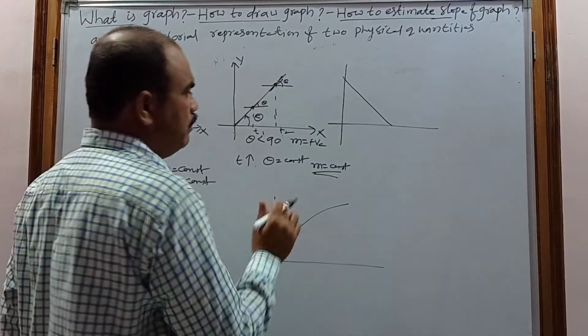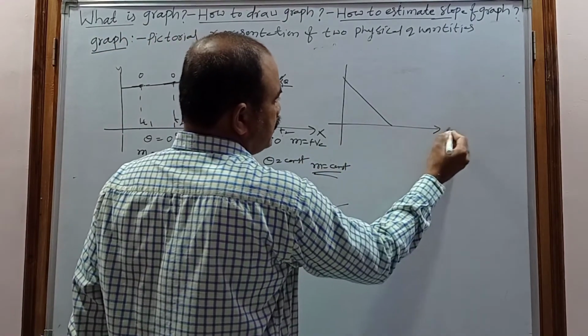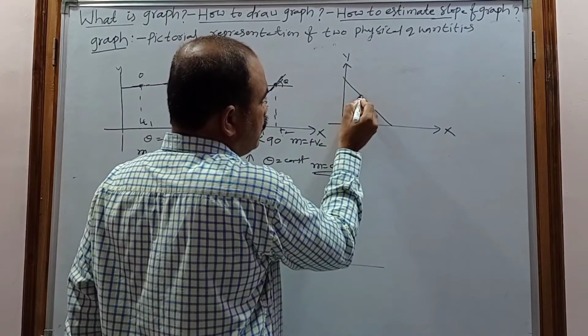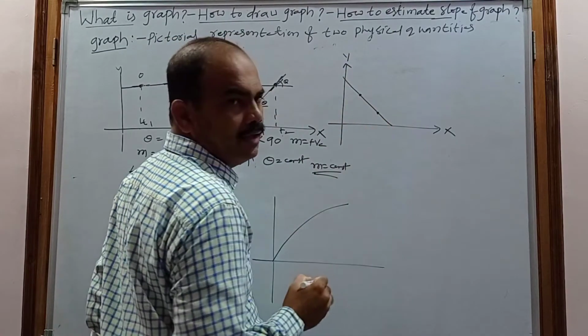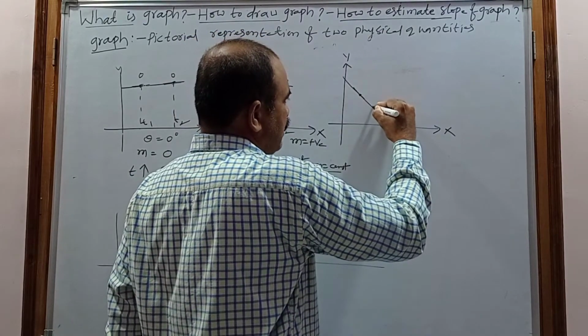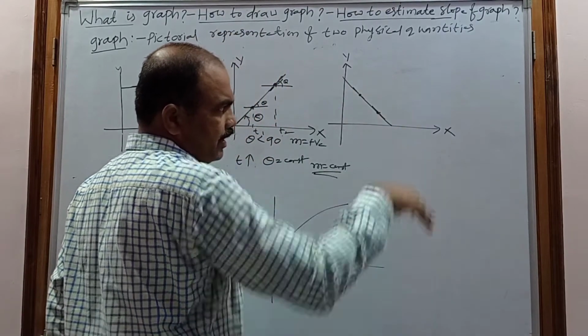But this is a positive slope. Now coming to this graph, this is the x-axis and this is the y-axis. Again to estimate the slope of this graph, select 2 points on the line, then draw the tangents for the 2 points. Again the tangents are in the direction of the same line.